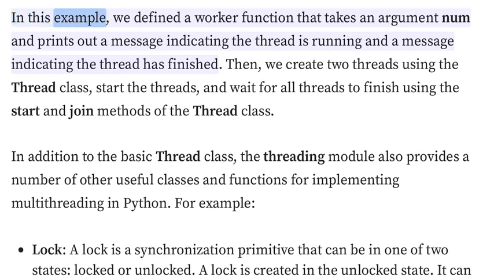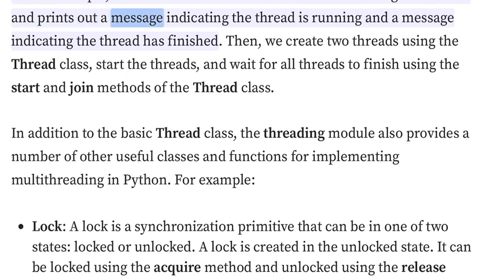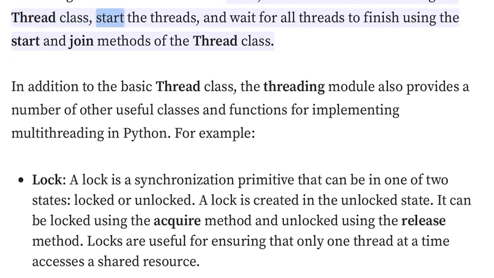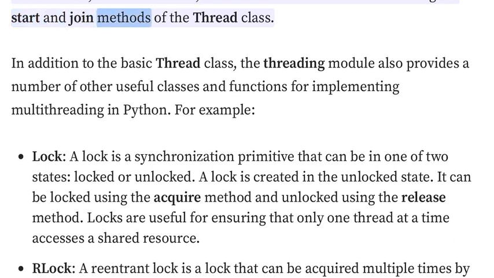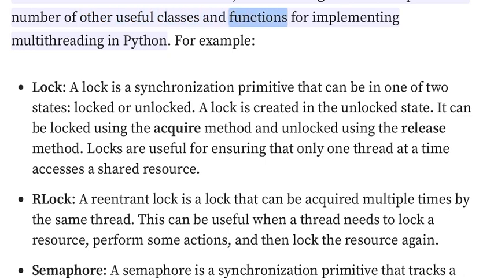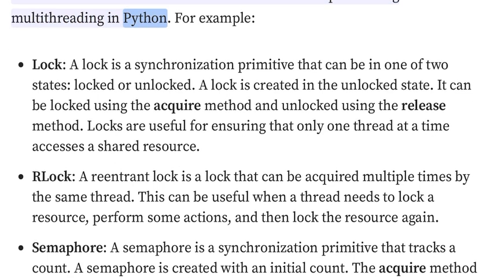In this example, we defined a worker function that takes an argument num and prints out a message indicating the thread is running and a message indicating the thread has finished. Then, we create two threads using the Thread class, start the threads, and wait for all threads to finish using the start and join methods of the Thread class. In addition to the basic Thread class, the threading module also provides a number of other useful classes and functions for implementing multi-threading in Python.